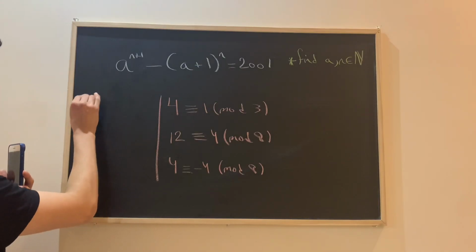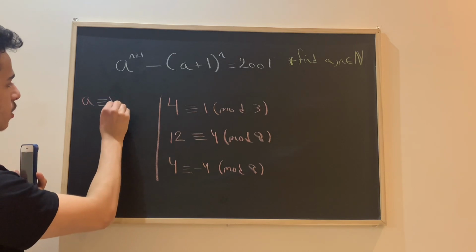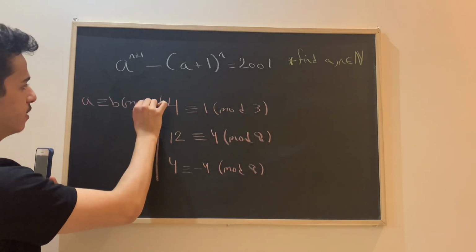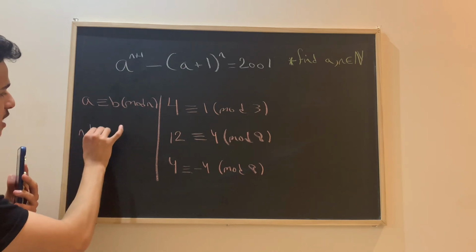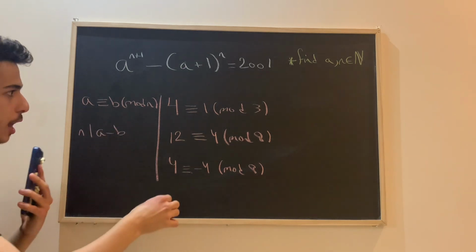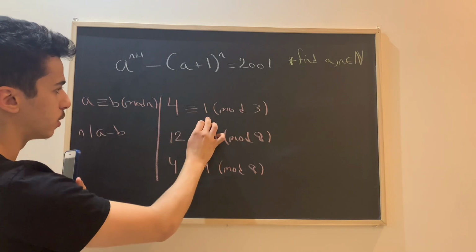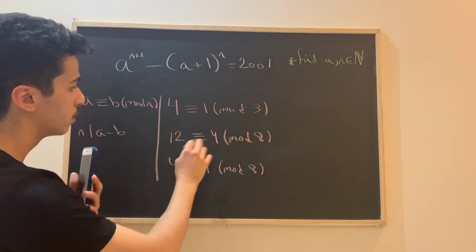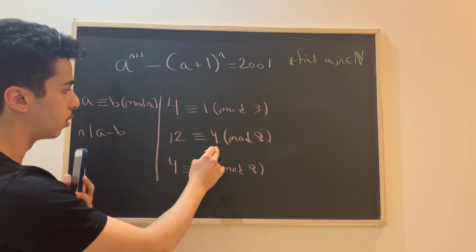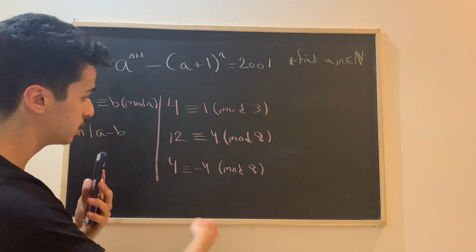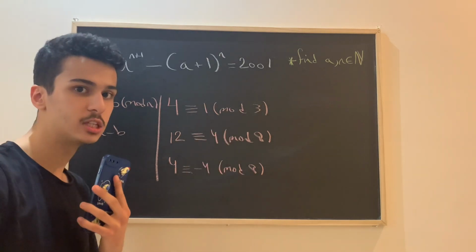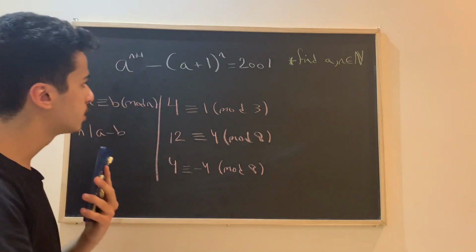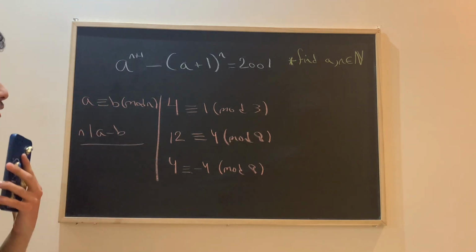Generally speaking, when I say a is congruent to b modulus n, this means that n divides a minus b. Like 3 divides 4 minus 1, 3 divides 3. 8 divides 12 minus 4, which means 8 divides 8. And 8 divides 4 minus negative 4, that's 4 plus 4, that's 8. And this is the general meaning of mod.